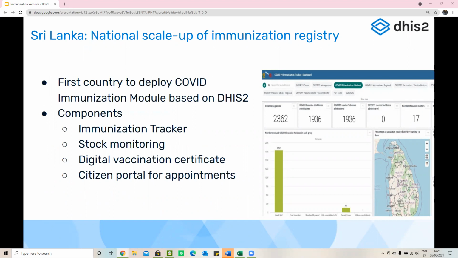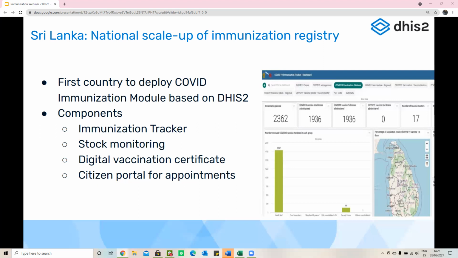I'll be briefly talking about what we have done with COVID vaccination and DHIS2 in Sri Lanka. Just like the use of DHIS2 for general COVID-19 surveillance, Sri Lanka was the first country where we implemented the immunization modules on DHIS2.